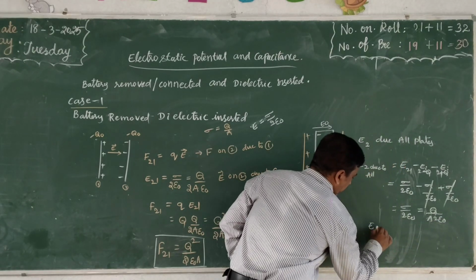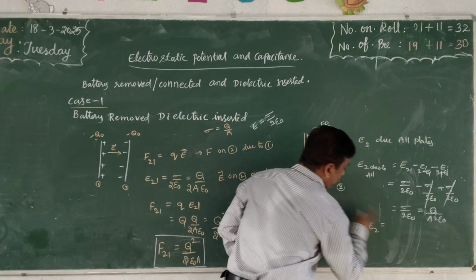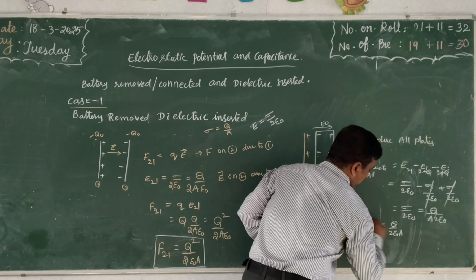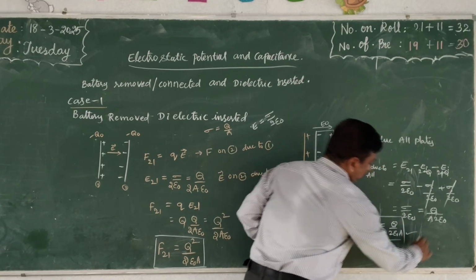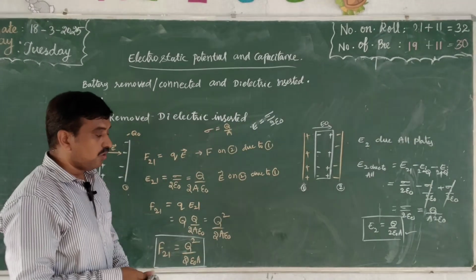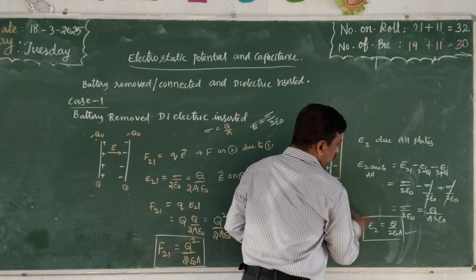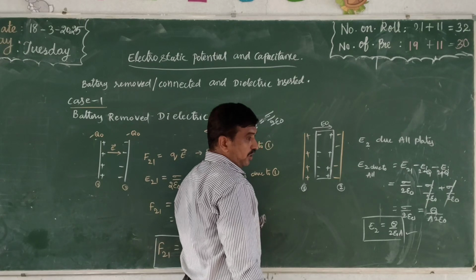What is the electric field on the second plate due to all plates? Q by 2 epsilon naught A. It is the electric field on the second plate due to all plates. What is the electric field? Q by 2 epsilon naught A.